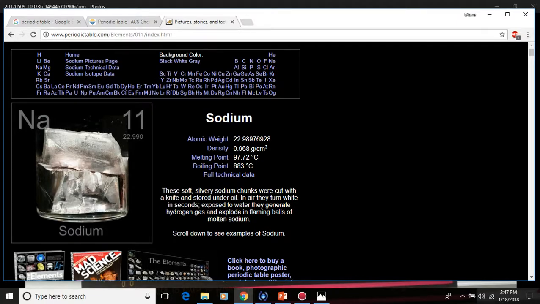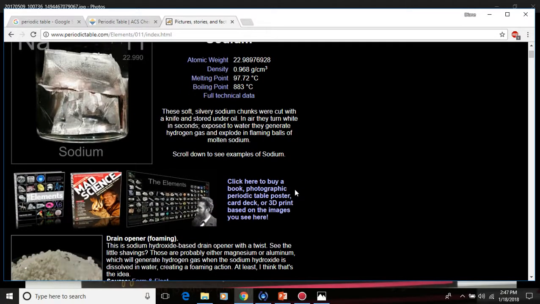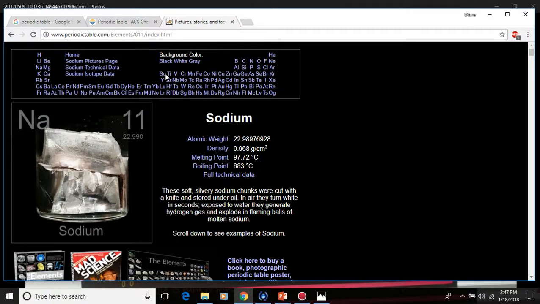And notice these soft silvery sodium chunks were cut with a knife and stored under oil. In air they turn white in seconds. Exposed to water they generate hydrogen gas and explode in flaming balls of molten sodium. And there was more to that if you want it.